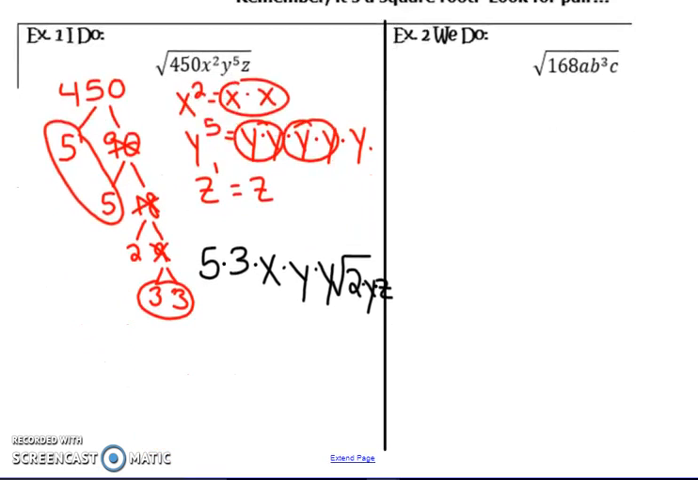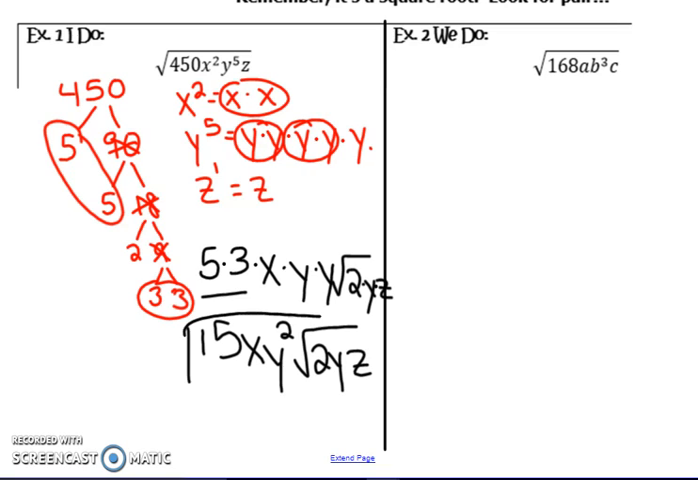So now we're going to simplify our answer. Well, 5 times 3 gives me 15. x, and if I have 2 y's, that's the same thing as y squared. Underneath the square root symbol, it just becomes 2yz. This is now your simplified version and your final answer, 15xy squared times the square root of 2yz.